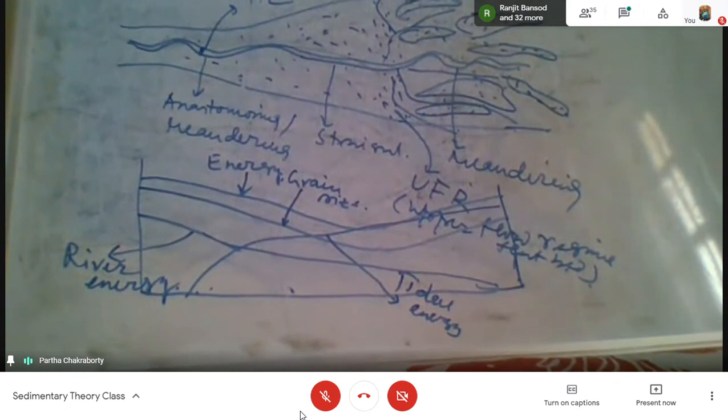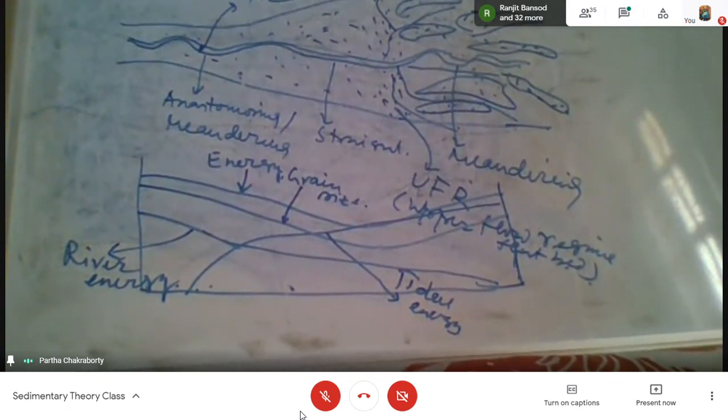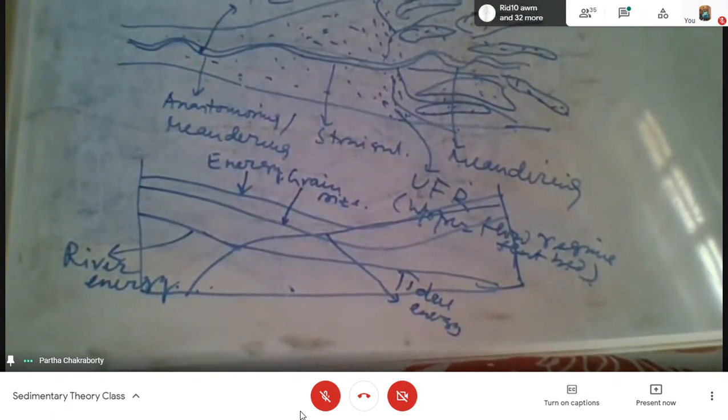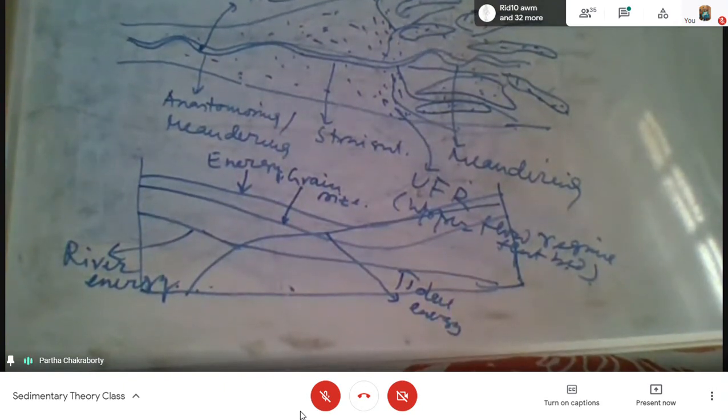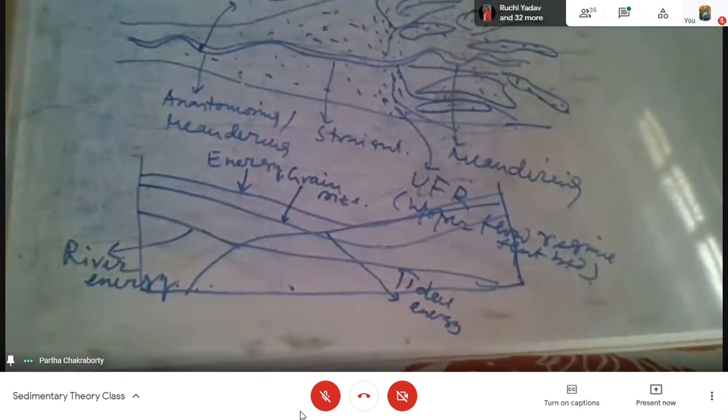Do you have any problem here with the two models of the estuary? No, sir. Okay.